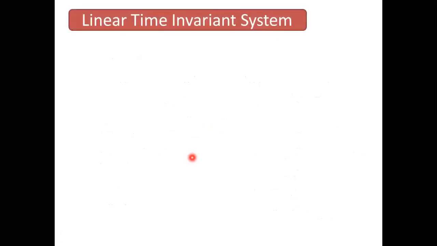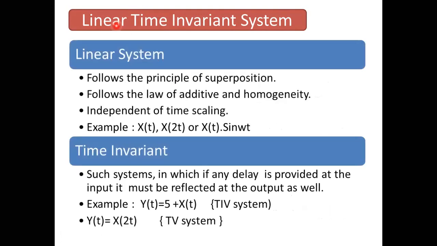Moving ahead to another slide, we can understand what a linear time invariant system is. As we split this terminology, firstly the term linear comes. How can we analyze whether a system is linear or not? Here is the definition of a linear system: it should follow the principle of superposition.